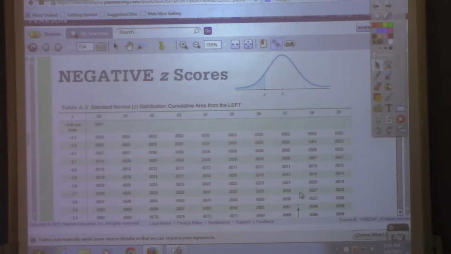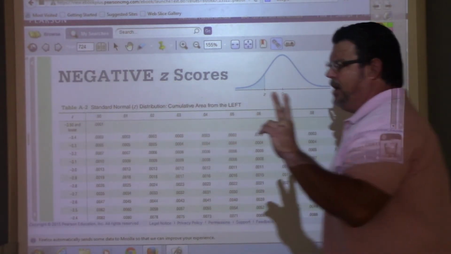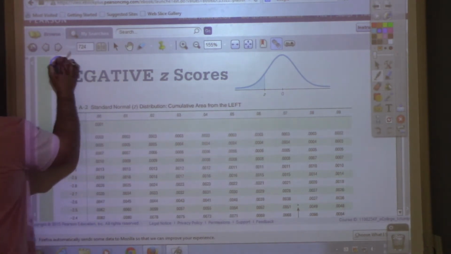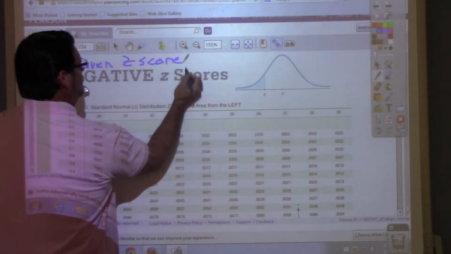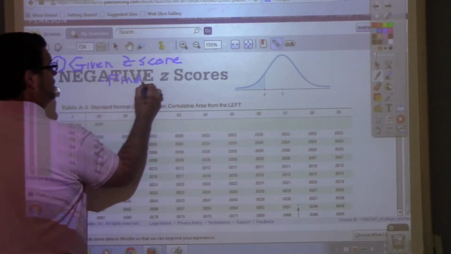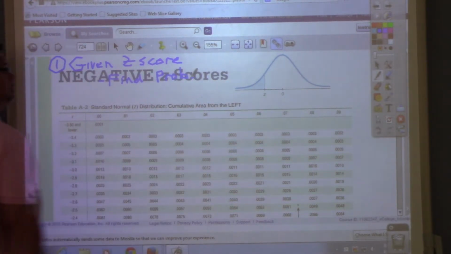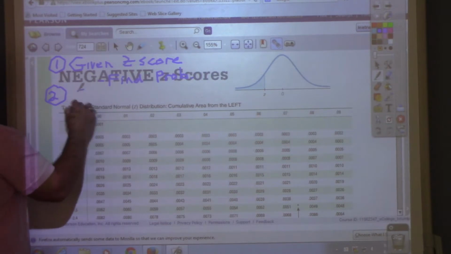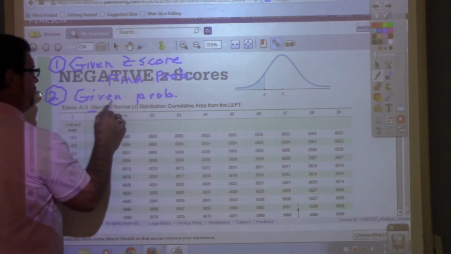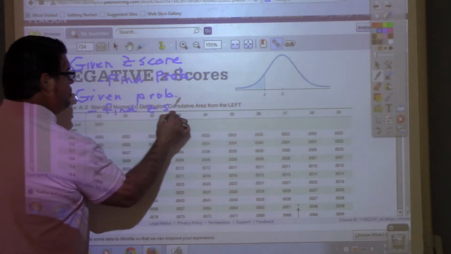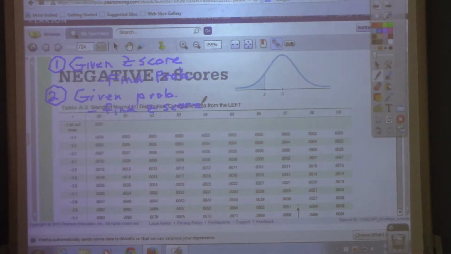Now, in 6.2, you're going to be given 2 types of problems. One, you're going to be given a z-score, and you find the probability. Or you're going to be given a probability, and you find the what? Z-score. Now that's what you're going to be doing in this section for homework. And that's what's going to be making up your test from 6.2, these two type questions.